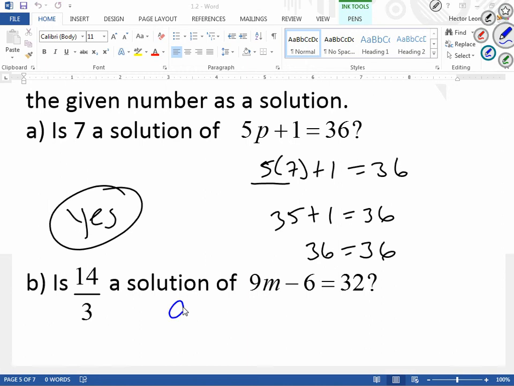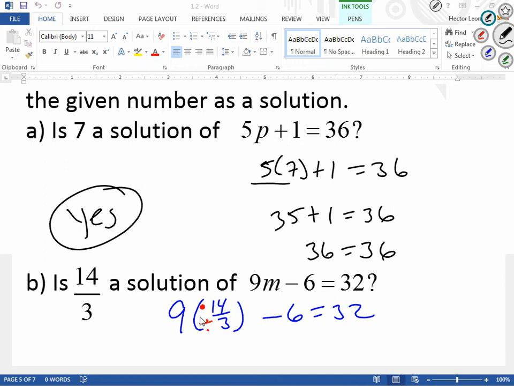Let me see, so I'm going to have to go 9 times 14 over 3, minus 6, equals 32. When we have a whole number and a fraction, we have two things. One thing, we have to multiply with the number on the top, and we have to divide with the number at the bottom. Which one do we do first?